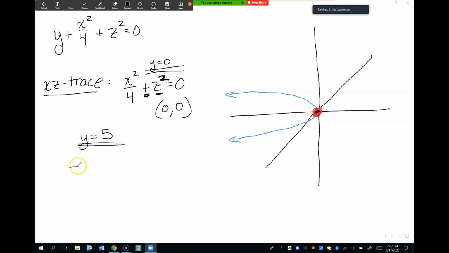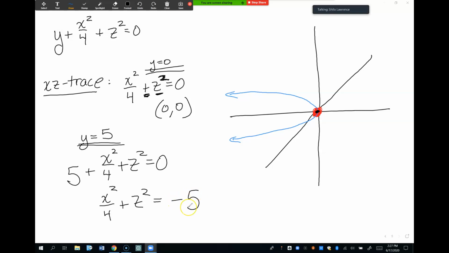Then this equation is going to be 5 plus x squared over 4 plus z squared equals 0. And just after a little bit of rearranging, I've got the sum of two squared values is equal to a negative. Any positive y value that I plug in here is going to give me the sum of two squares as a negative. That means that there are no positive y values on this graph.